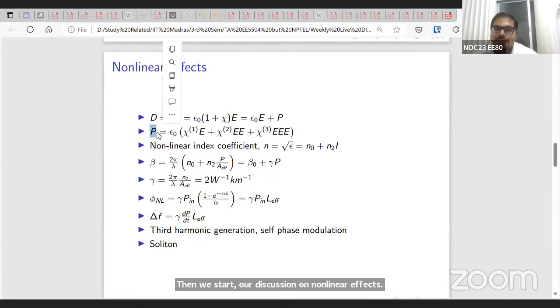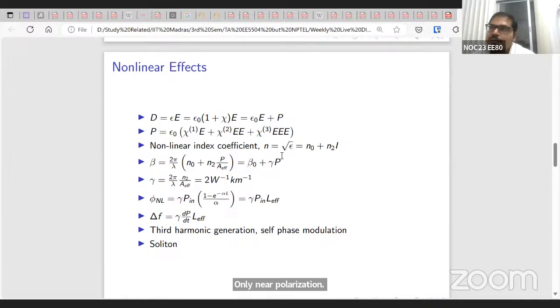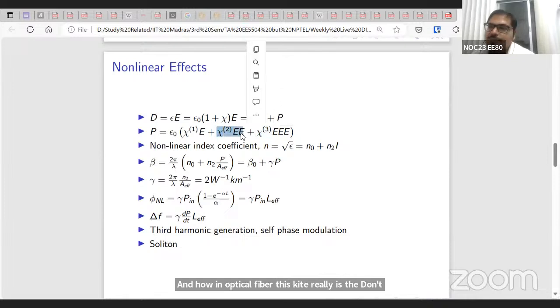This nonlinear polarization, and how in optical fiber this chi3 is the dominant nonlinear effect. Chi2 is not present for silica due to its molecular structure.